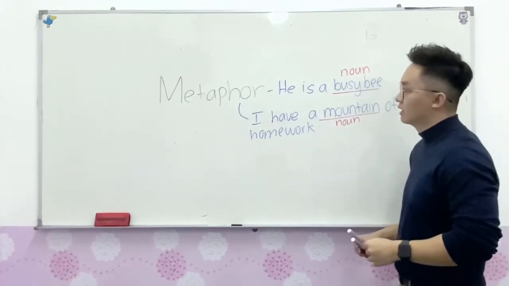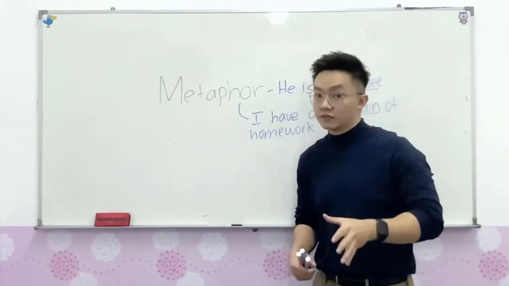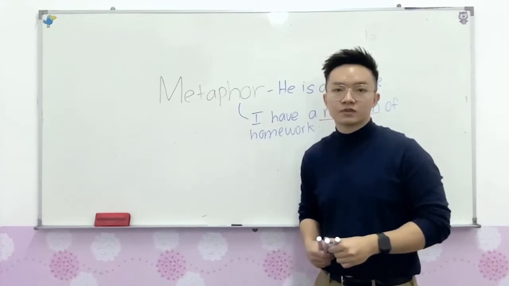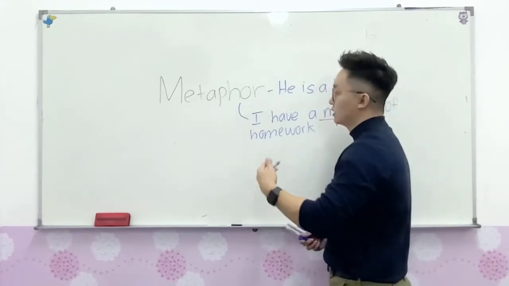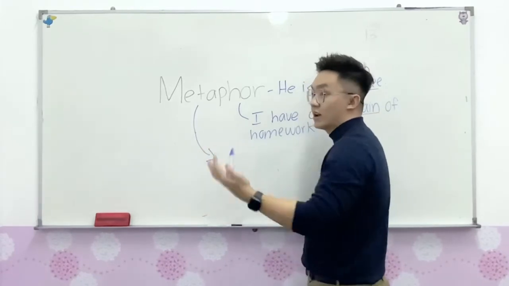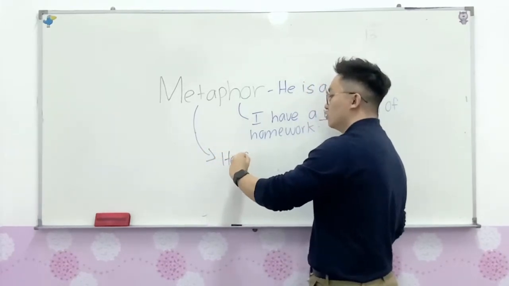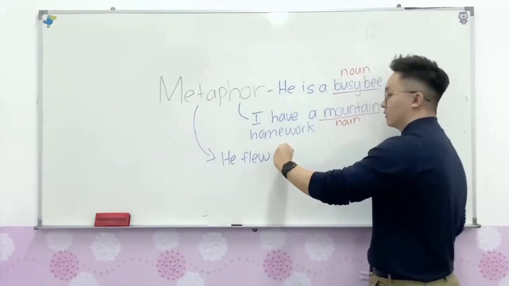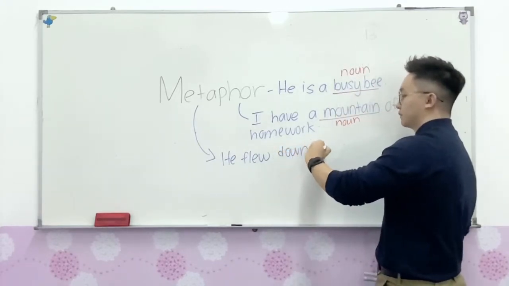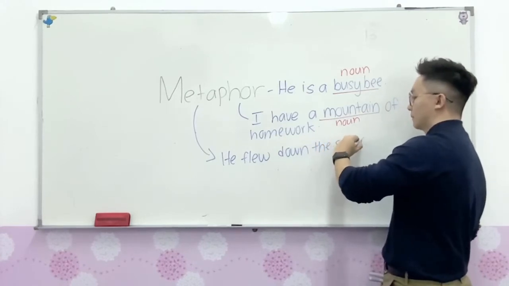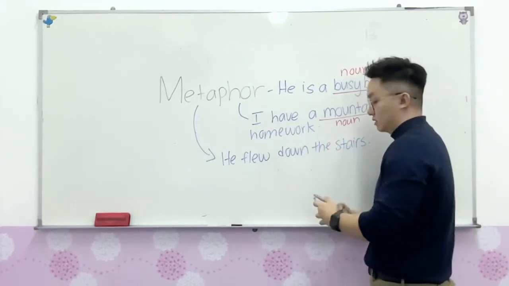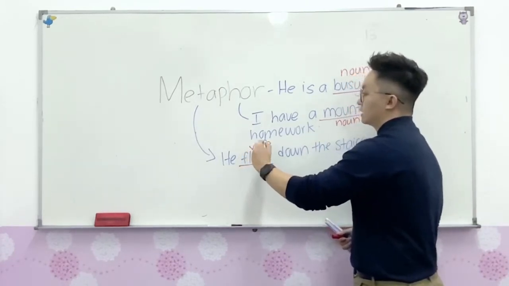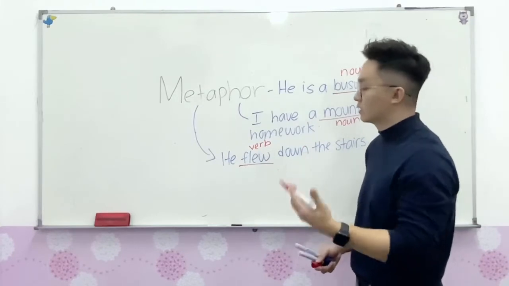Alright, let's write a sentence using a verb. He ran down the stairs. Instead of writing he ran, I can say he flew. A man cannot fly, so I write flew down the stairs. If you have any better words, maybe you can use them. So this is a kind of metaphor using a verb.